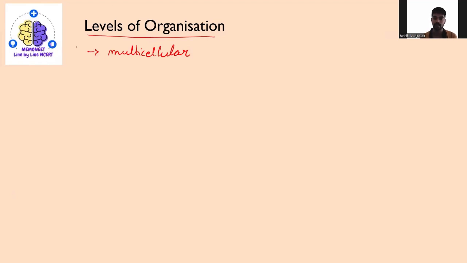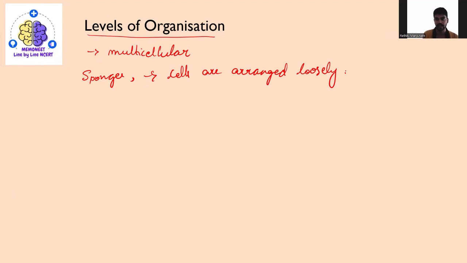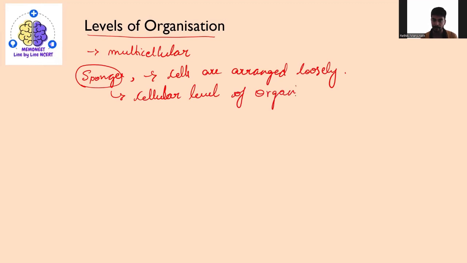For example, if you take sponges, here the cells are arranged very loosely. This is one cellular level of organization. Since the cells are loosely arranged, they exhibit a cellular level of organization. So this is all about the sponges.